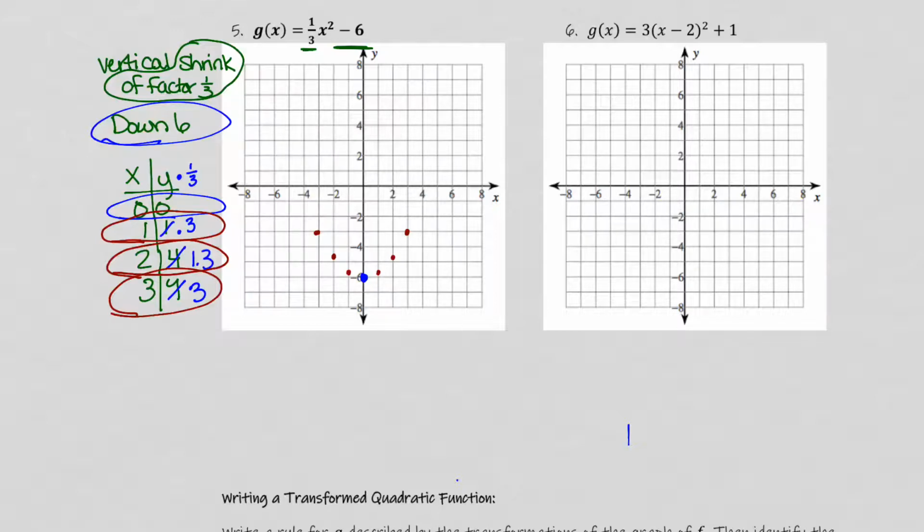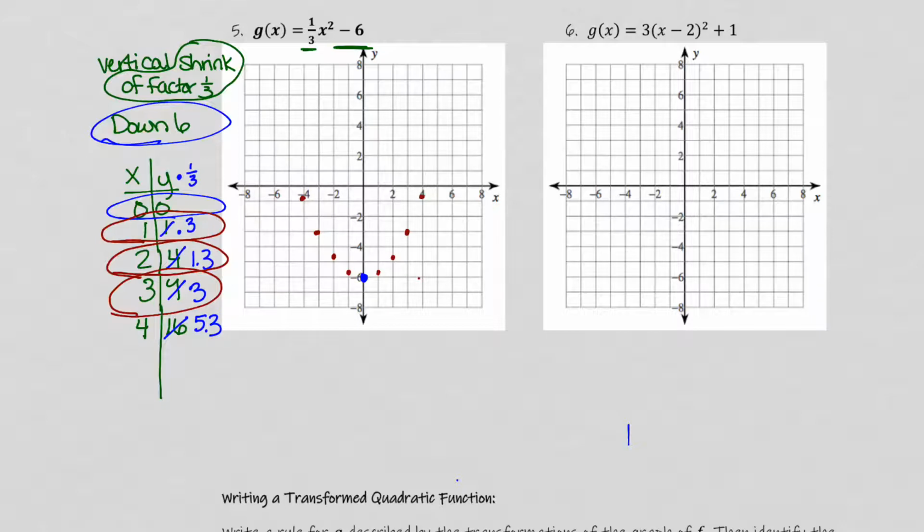We can actually fit more points onto this. So if I extend my chart here, I know if x is 4, 4 squared is 16. And then I can take 16 and I can multiply by 1/3. And I actually get 5.3. So that's another point I can put on there. From my vertex, I go right 4. 1, 2, 3, 4. I go up 5.3 and put another point.